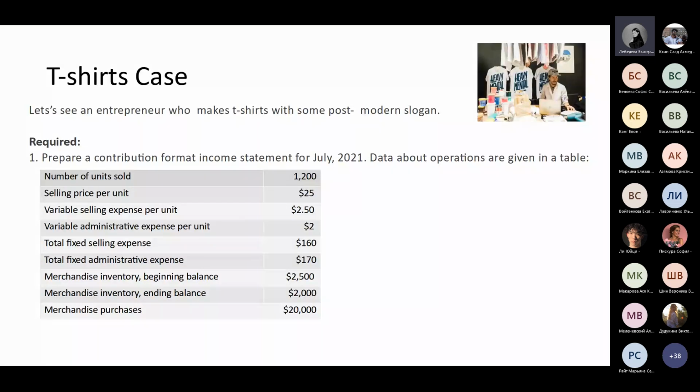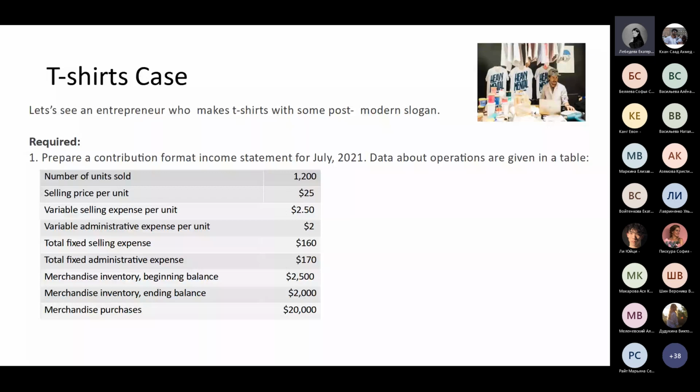Let's return back to our entrepreneur who makes t-shirts with some postmodern slogans. We have to prepare the contribution format income statement for the particular period, which is a month. And we have some data in table, number of units, selling price per unit, variable selling expense per unit, variable administrative expense per unit, fixed selling expense, fixed administrative, and the information regarding merchandise inventory. So what should we do here?